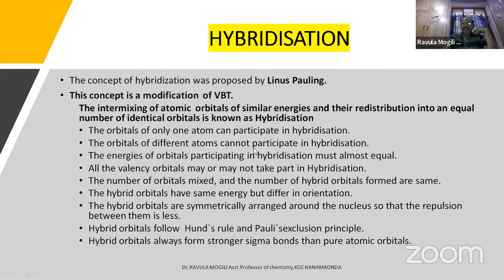So here the modified VBT is called the hybridization concept. Hybridization is the intermixing of two or more atomic orbitals of a central atom to form an equal number of orbitals of the same energy. A new set of orbitals is formed. These orbitals are called hybridized orbitals. This phenomenon is called hybridization, the intermixing of atomic orbitals.